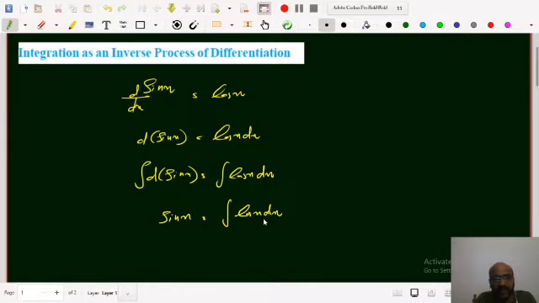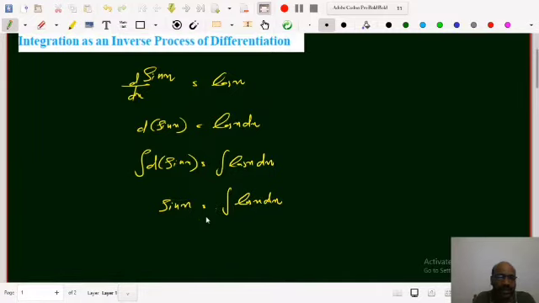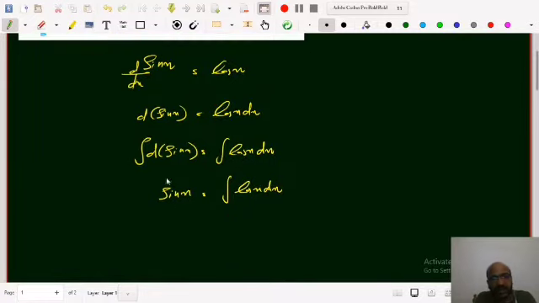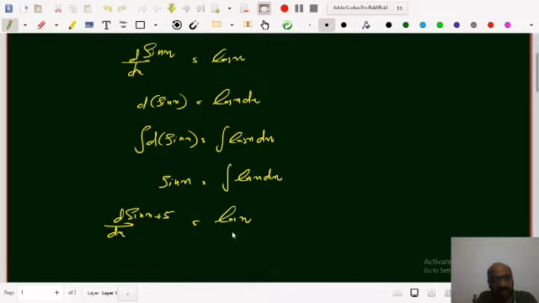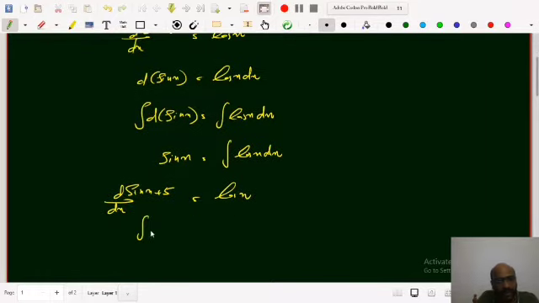Integration of cos x dx. That means we are integrating cos x with respect to x. Its answer will be sin x because the derivative of sin x is cos x. But d by dx of sin x plus c. What is d by dx of sin x plus c? It is also cos x. Therefore, we have to write integration of cos x dx as sin x plus c because the derivative of sin x plus c is cos x.